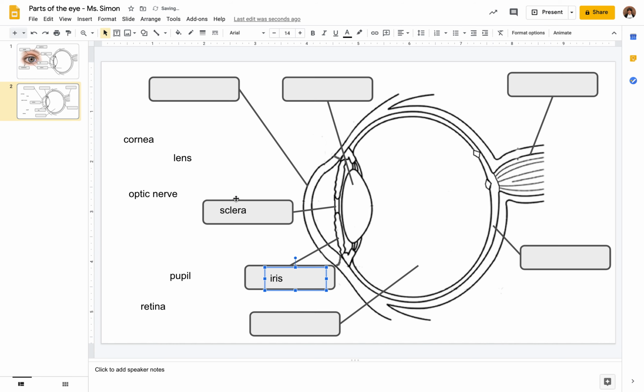And, whoops, it's hard when I do this by myself. Nobody can point out when I make a silly mistake. The pupil's in the middle.